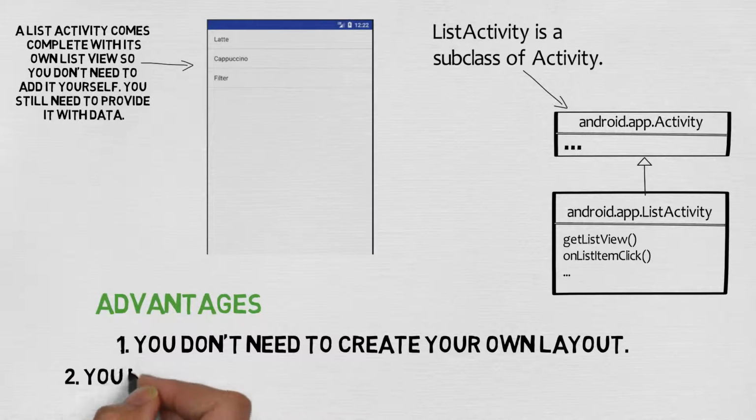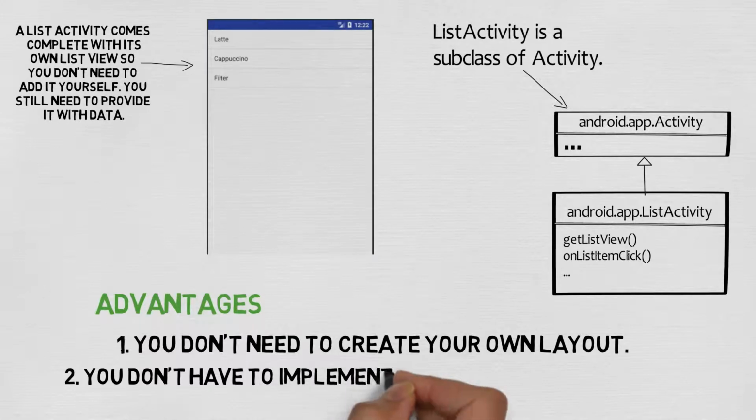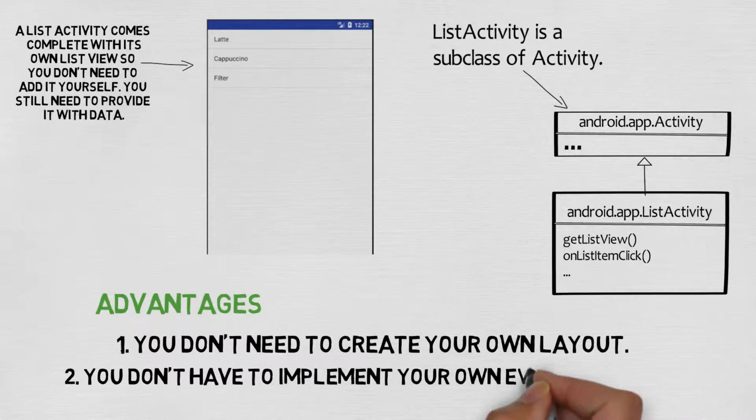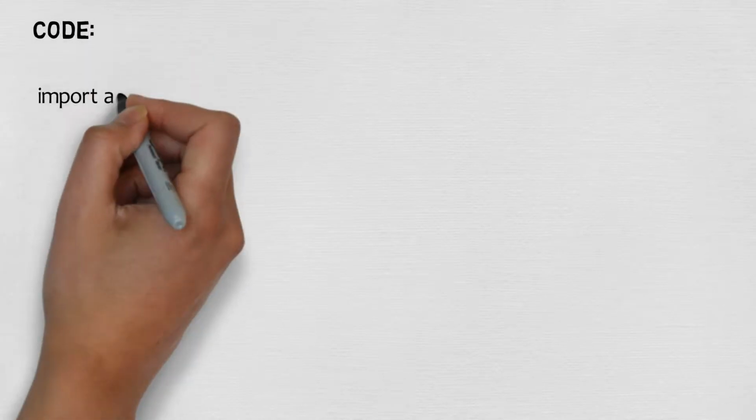You don't have to implement your own event listener. The list activity class already implements an event listener that listens for when items in the list view are clicked. Instead of creating your own event listener and binding it to the list view, you just need to implement the list activity's onListItemClick method. This makes it easier to get your activity to respond when the user clicks on items in the list view. Here's what the basic code looks like to create a list activity.